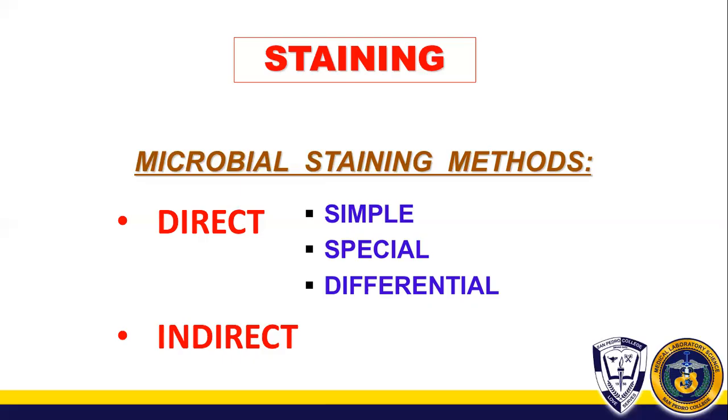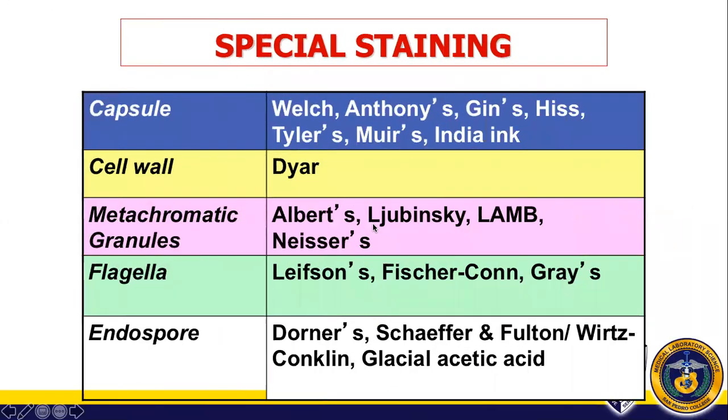Now, the differential staining method is the most common staining technique employed in the microbiology laboratory. This includes gram staining and acid-fast staining methods. In these staining methods, we employ several chemicals, several stains, to show contrast and differentiation of organisms that may be found in a single smear. So moving on.